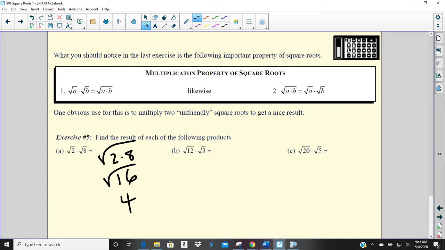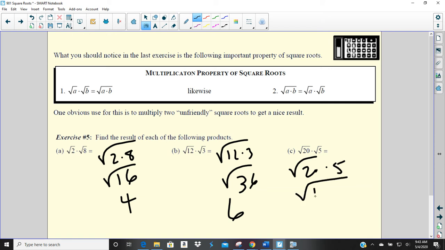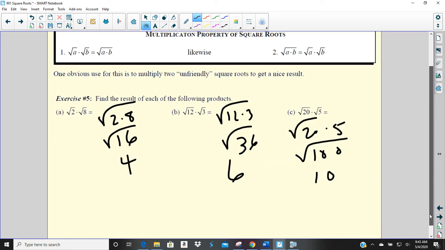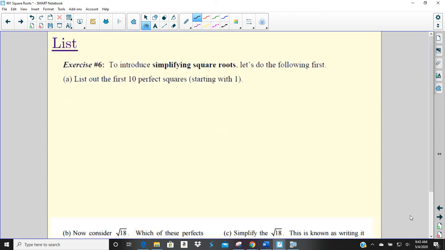Pause it, and let's see what we get. Okay, so we get square root of 12 times 3, which is the square root of 36. Square root of 36 is 6. Last one, C. Square root of 20 times 5. So neither of those are perfect squares. So I'm going to do the square root of 20 times 5, which is the square root of 100. And the square root of 100 we know is 10.